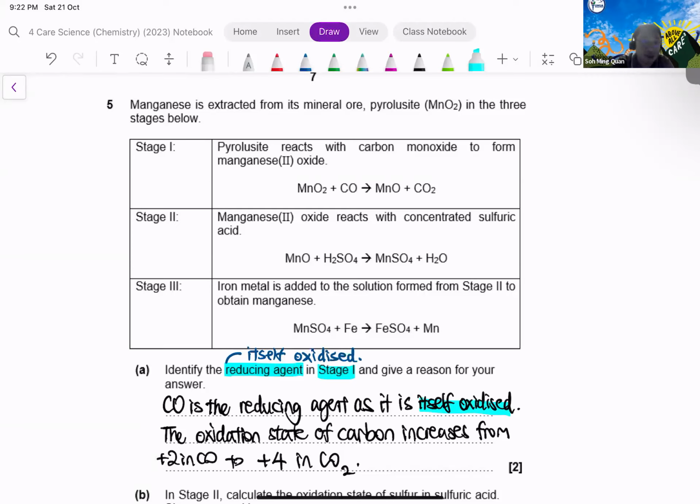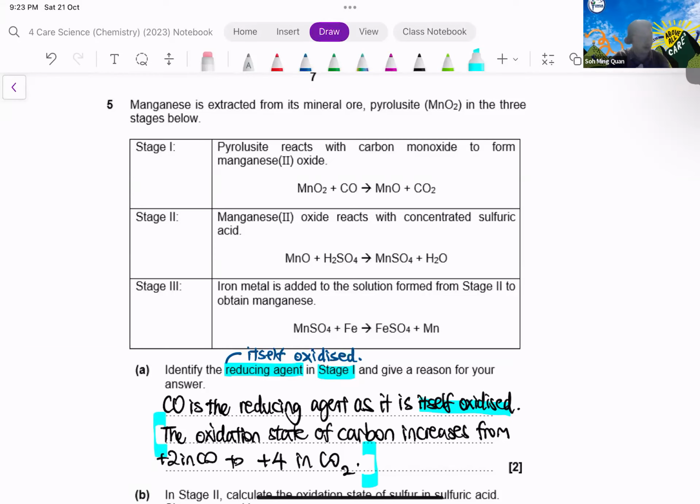All right. Once you have mentioned that CO is itself oxidized, then you go on to talk about the oxidation state of carbon increases from +2 in CO to +4 in CO2. Can you please ensure that you write it like this? It must be like this format. Try not to use other formats of answering redox questions. Okay? Now, once you have established that CO is the reducing agent as it is itself oxidized, the rest of the stages will make a lot more sense.